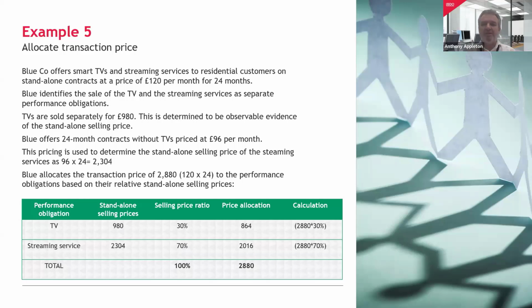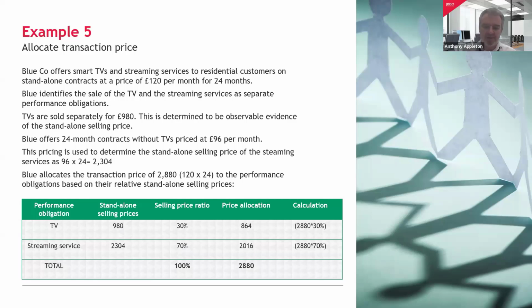So use that ratio of 30 to 70 to share out the amount we're actually charging under this contract of 2,880. That means we'll allocate 30% of the 2,880 to the TV, which is 864, and 70% of that to the streaming service, 2016. And what you can't do is effectively allocate all the discount to one of the products or the other, or come up with some arbitrary split between them. It has to be based on this systematic approach of taking the total amount and sharing it in proportion to their relative standalone selling prices.